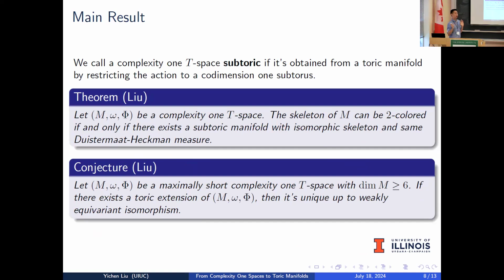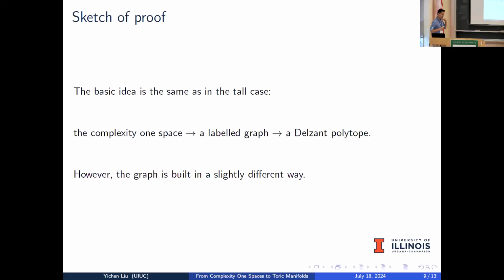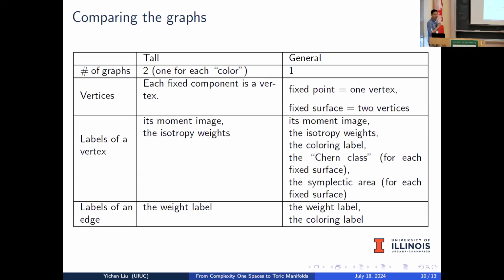So basically what I will be doing here is, we got the same general idea. Start with complex event space, get a label graph. We use this graph to build a Delta polytope. But I will build the graph in a different way compared to 3 of us. So I actually list everything in the table, but I feel sometimes it's hard to read the table whenever there's too many words. So in short, what do we do?